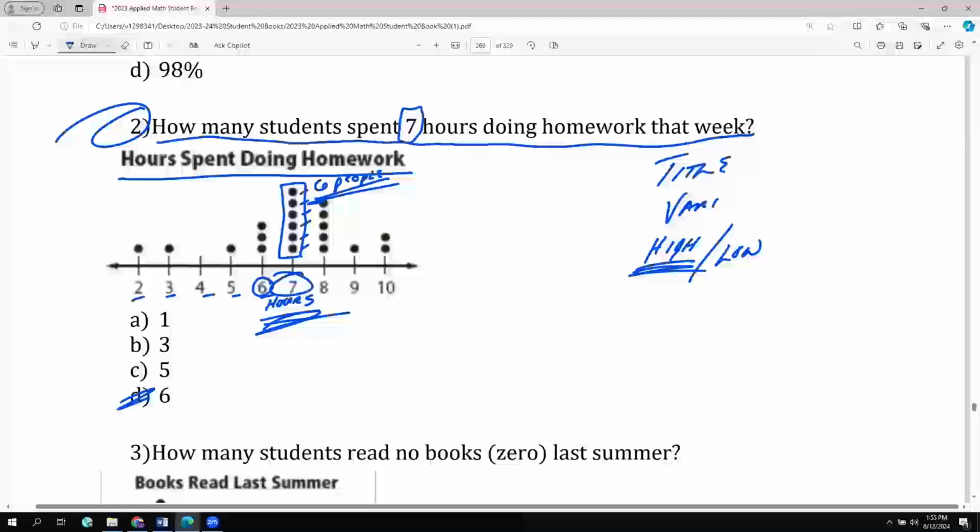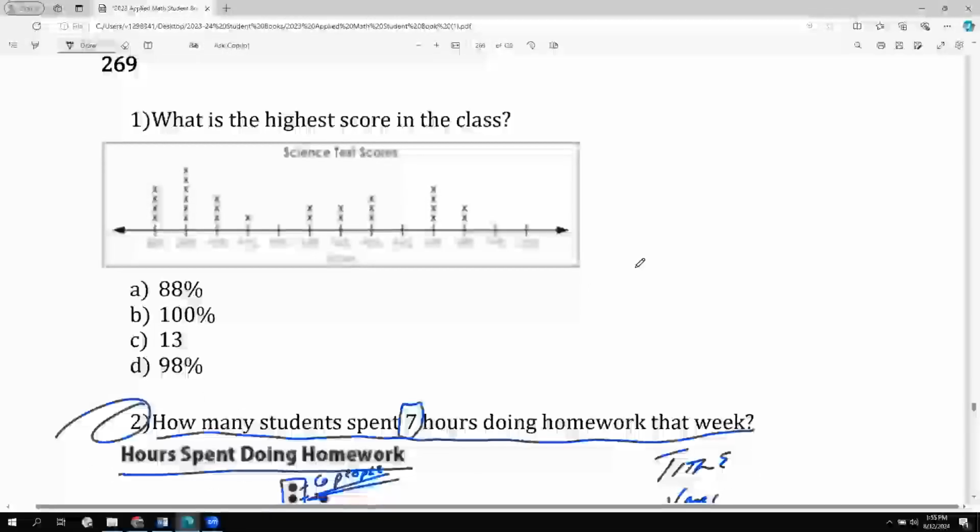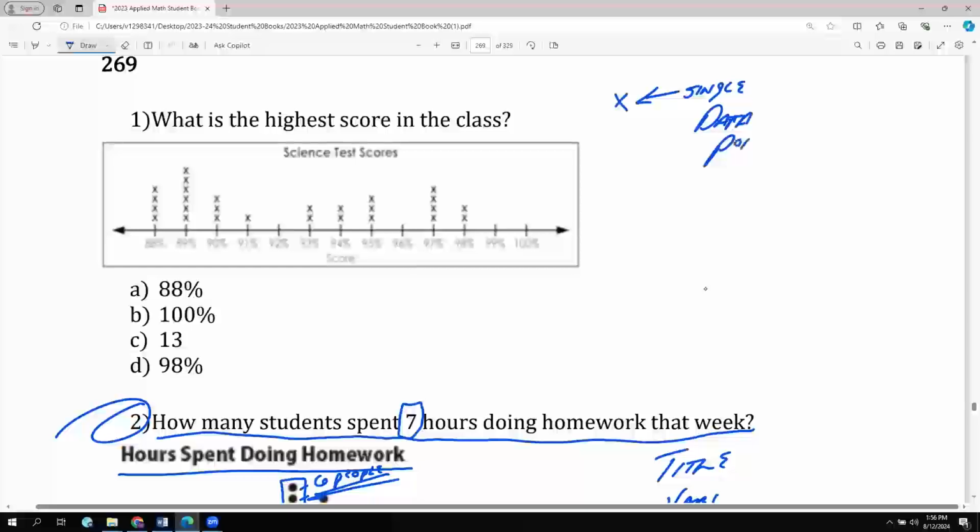I'm going to move up here because I want to show you something about that first question. Students sometimes will say, those don't look like dots. I say, yeah, but it's the same thing. Is that okay? And then they'll say, oh, okay, that's the same thing. So again, I see an X, but you can say an X is just like a dot. It still represents the same thing, where it's an individual. This is a single data point. So again, you'd look and say, well, what's the highest score in the class?